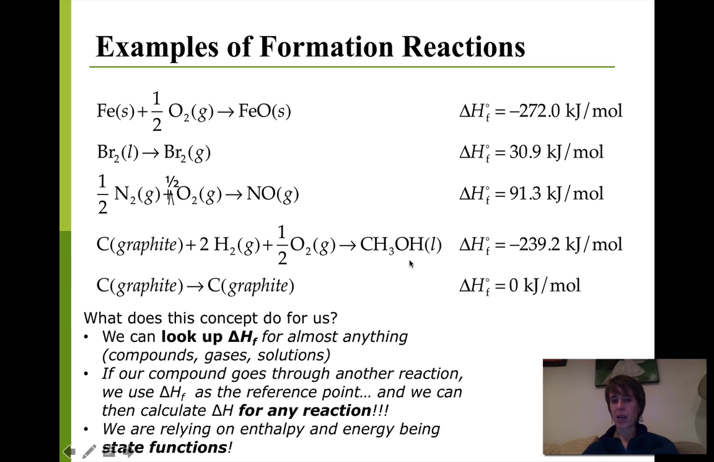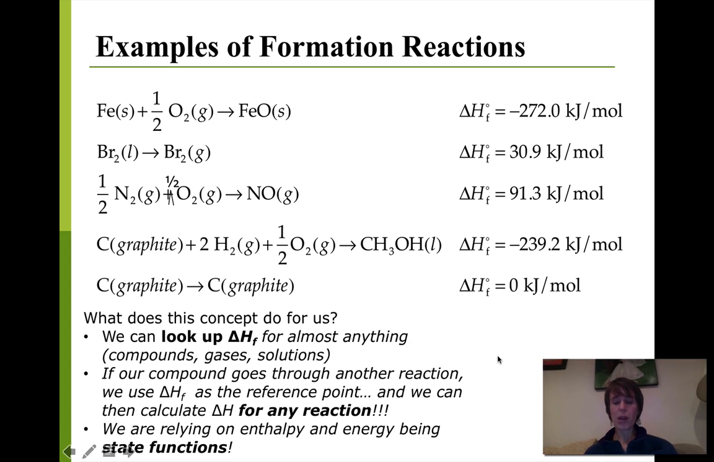A more complicated compound involving a few elements: methanol. Carbon's most common form is solid carbon in the form of graphite. There's a total of 4 hydrogens in there, so we would need 2 H2. And then there's just the 1 oxygen, so we would need a half of an oxygen again. And so those all have enthalpy changes associated with those reactions. If we were to look up the enthalpy of formation of an element in its standard state, like carbon in the form of graphite, there's no reaction to go from carbon graphite to carbon graphite, so there's no enthalpy change there.